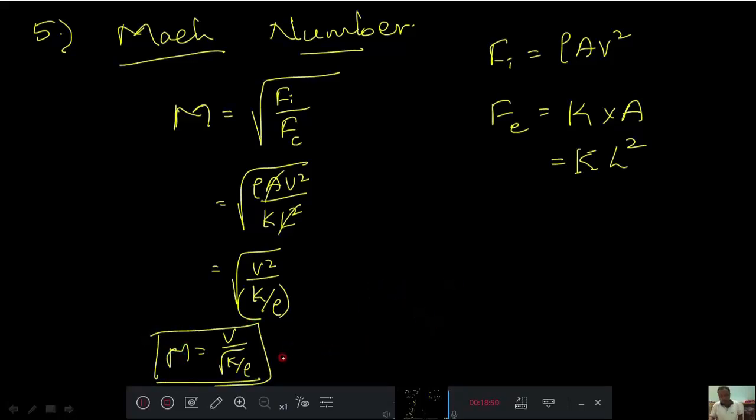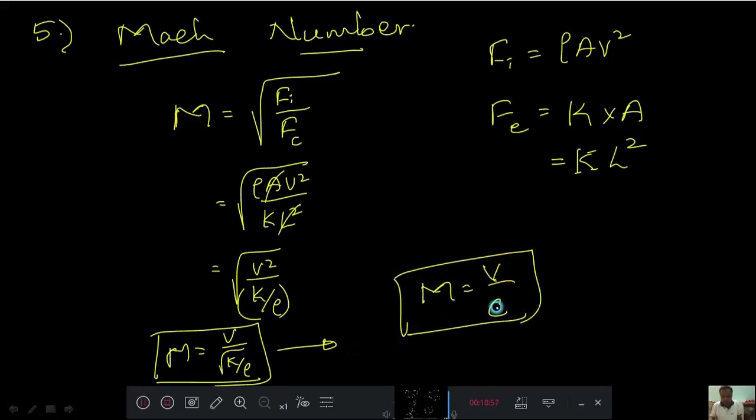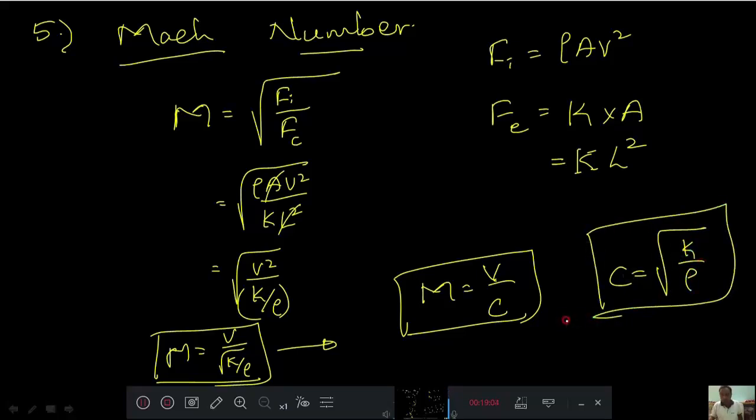According to Mach, he will define this one very simply. Mach says that it is v divided by C. Then we asked him, from where did the C come? Then he said that C is root of K by rho, which is the velocity of sound. This is the velocity of sound, and this is the velocity of the particle. Understood? These are all dimensionless numbers. In the next class, we will see model laws by using these dimensionless numbers. Thank you.